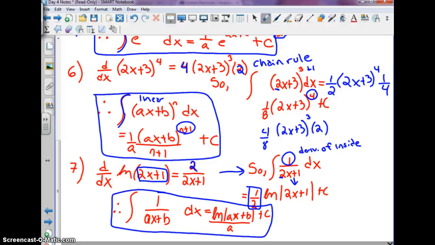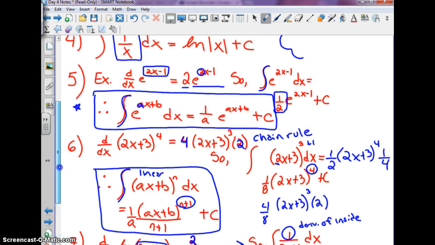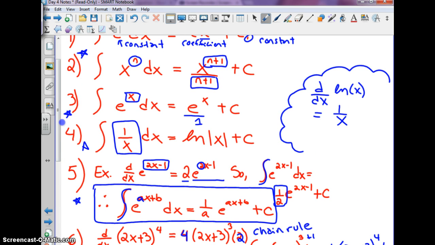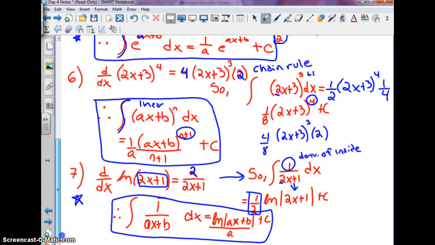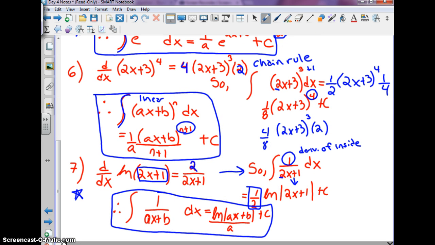So rule number 7 is very similar to rule number 4. The only difference is that you have a more complex function than just x when you're dealing with number 7. But really the only difference in 5, 6, and 7 is that I have an a, which is a coefficient that also happens to be the derivative of the inside function, so I just want to divide by it. I want to get rid of it. So divide by it instead of multiplying by it like we did with differentiation. All right? So now what happens when these problems get a little bit trickier?